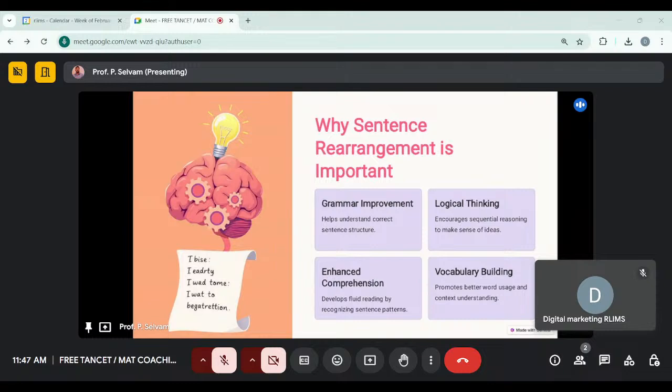I don't say that you need to have extensive command over English grammar. I don't mean to say that. No, basic grammar. This rearrangement is done using the fundamentals, the rudimentary level of English grammar skill. So this will help you improve your grammatical skill and logical thinking. As I have told, a rearranged sentence can be grammatically correct, but that's not necessarily logically correct. So make sure the rearranged sentence is both grammatically and logically correct. This rearrangement will help you improve your logical thinking also. This will help you enhance your comprehension and vocabulary building.